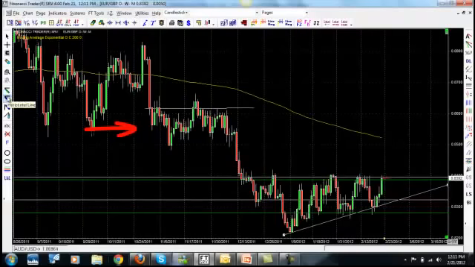Not all the ranges are going to be perfect, but you can see that for the most part, price is boom, boom, boom, boom. Then it broke out down into another range, and it got into another range. 80% of the time, a currency pair will trade within a range. So our goal is to trade these ranges.